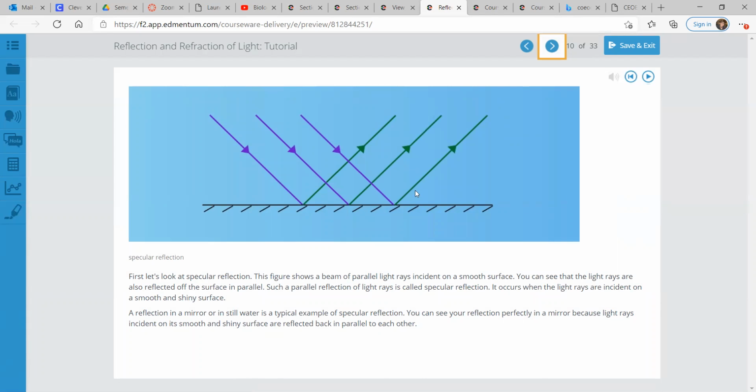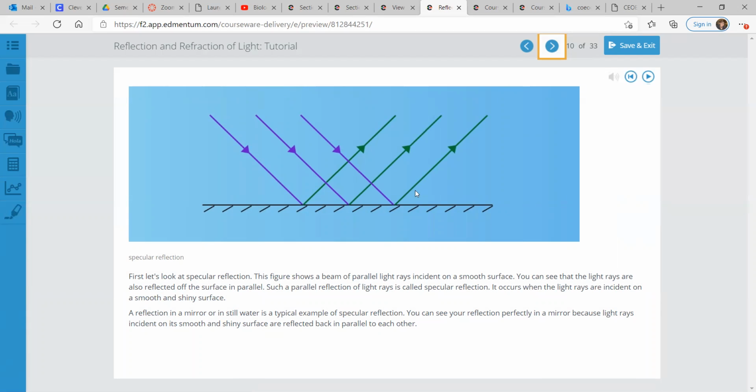This is a picture of specular reflection. First, let's look at specular reflection. So we have a beam of parallel light rays incident on a smooth surface. You can see that the light rays are also reflected off the surface in parallel. Such a parallel reflection of light rays is called specular reflection. It occurs when the light rays are incident on a smooth, shiny surface.